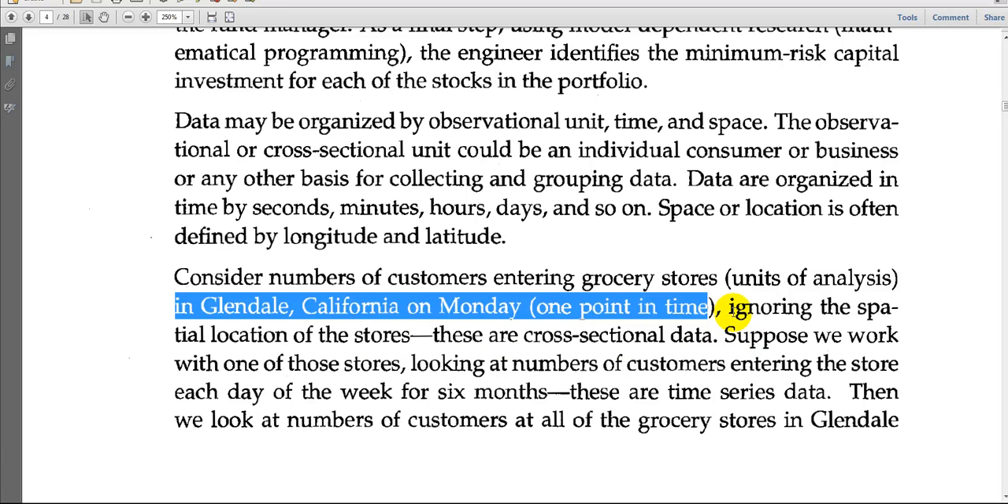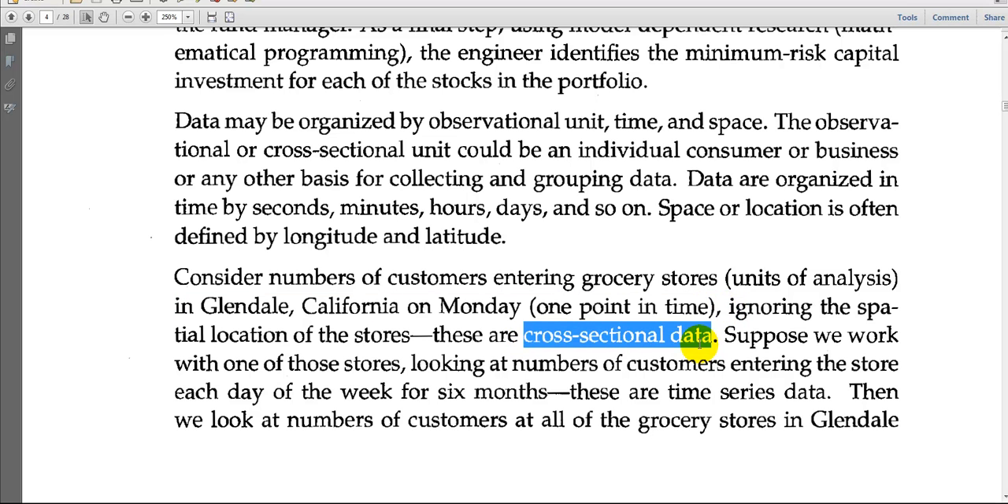In other words, he's saying maybe we have 10 different stores. We might not consider the location where they are. We're just interested in the number of transactions that are going on and what the transactions are. In that case, it's called cross-sectional data.